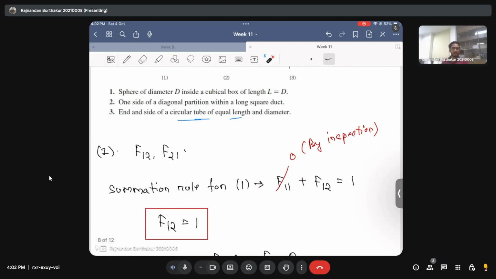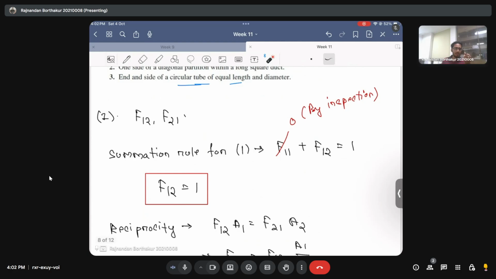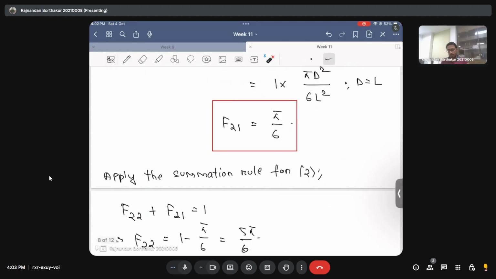Because F11 is 0 by inspection, all the other possible view factors can now be completely determined, because remember, three view factors can be known out of four from the summation rule and the reciprocity relation, because we'll have two summation rules for two surfaces and one reciprocity relation. Which means for two surfaces which will generate four view factors, three will be obtained from equations and one you have to obtain either by inspection or it has to be given to you a priori. Similarly, you can now generalize this for n number of surfaces, and that's the motivation for the next problem that we will try to figure out.